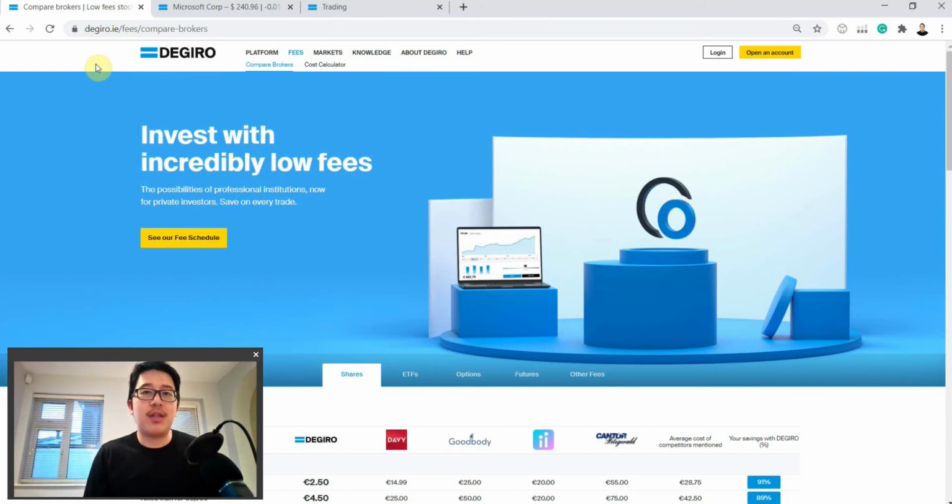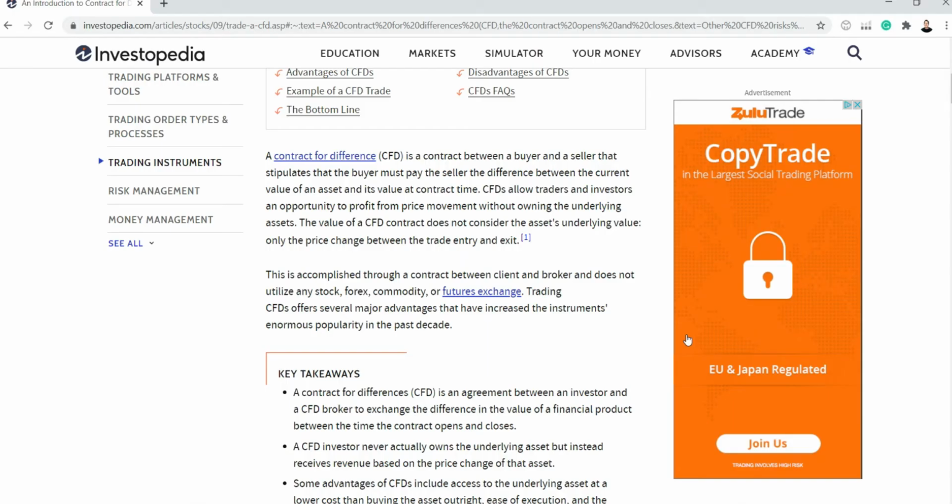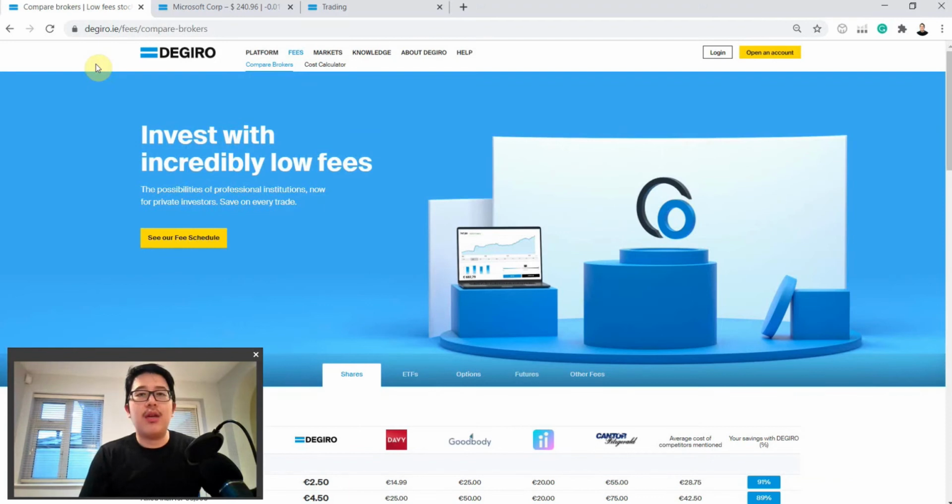So CFDs is contract for difference. You're basically profiting off the difference between the share price movement. So you don't really own the shares. So according to Investopedia, just read it here for you. CFD is a contract between a buyer and a seller that stipulates that the buyer must pay the seller the difference between the currency value of an asset and the value of its contract at contract time. So basically, in simple terms, you're taking advantage of the share price movement. You don't really own the underlying asset.